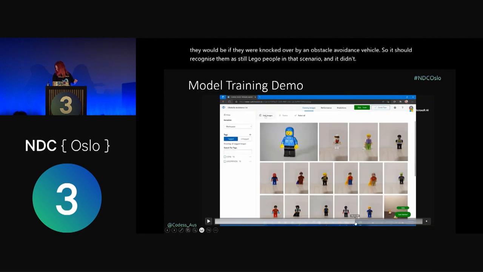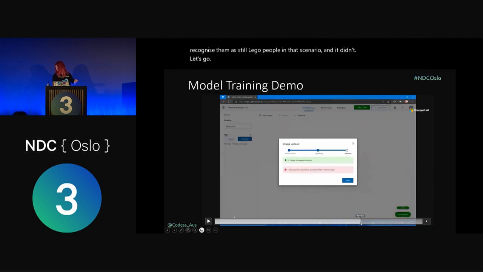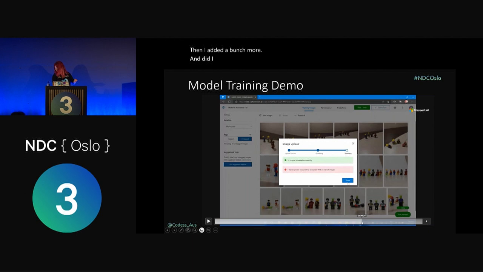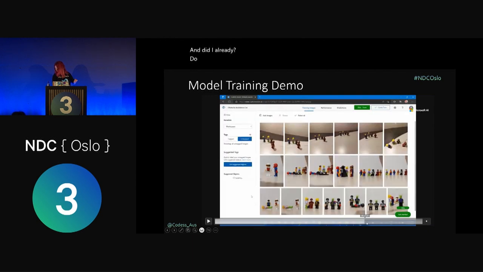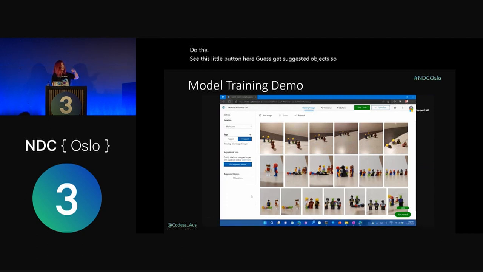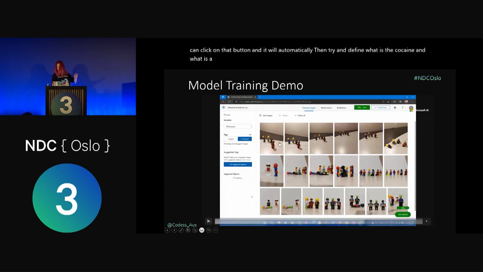Let's go. So then I added a bunch more. And, ooh, did I already do the... See this little button here, "guess, get suggested objects"? When you add a bunch more, you can click on that button and it will automatically try and define what is a cone and what is a person. And you can then correct it.